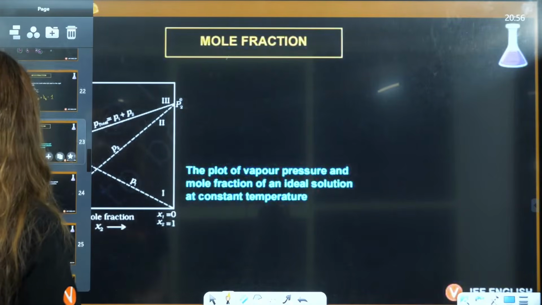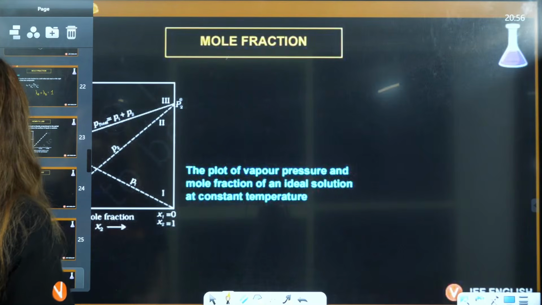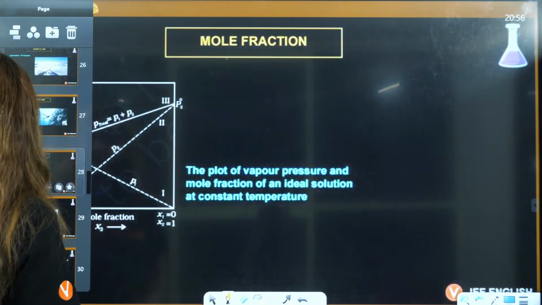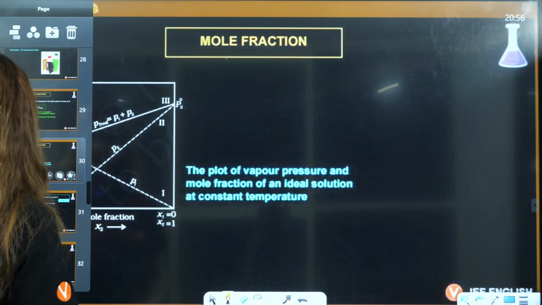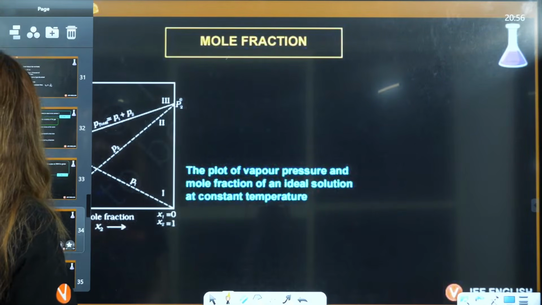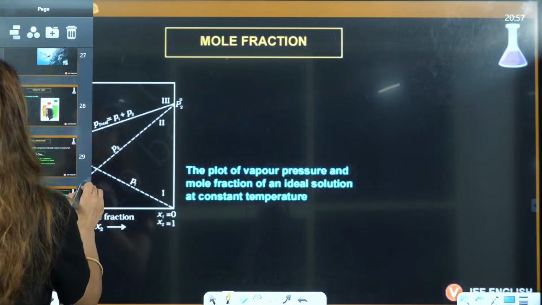This I'll do not here, right? We will do this plot when we study Raoult's law. Okay, yes. Wait a minute, right? Okay, chalo. Now let's do this here.